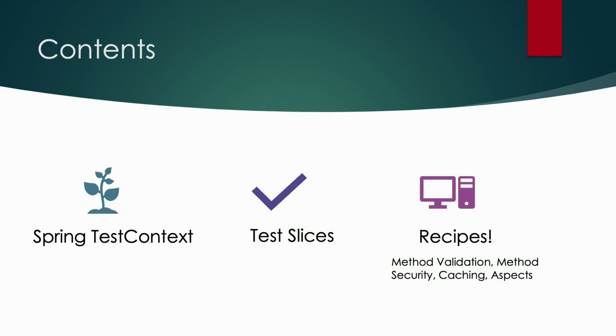And then we're going to spend the third section of this talk looking at a few recipes on how to test things like method validation, method security, caching, and aspects with tests that are as lightweight as possible. And we're going to see that this enables us to have more flexible, more decoupled, and overall tests that are easier to work with.